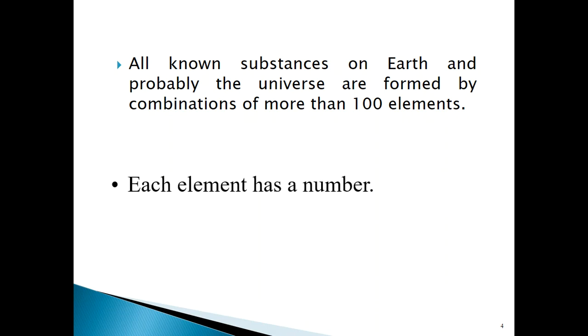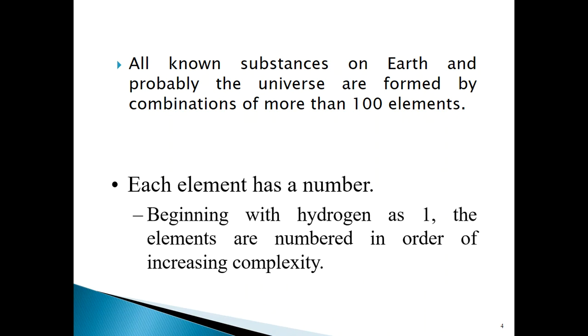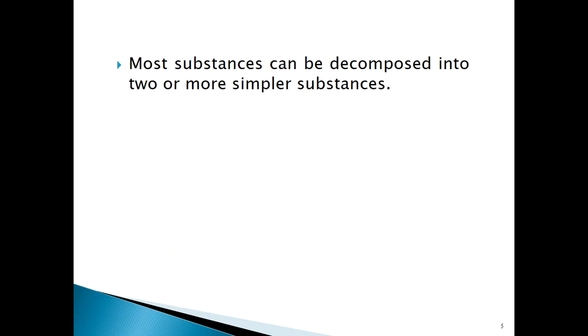All right. Now, each element has associated with it a number, and that number is known as the atomic number, beginning with hydrogen, which has the atomic number of 1. And then as you go from one element to the next in the periodic table, you'll notice that that number increases. Later on, we're going to discuss the significance of that number, what that number actually means.